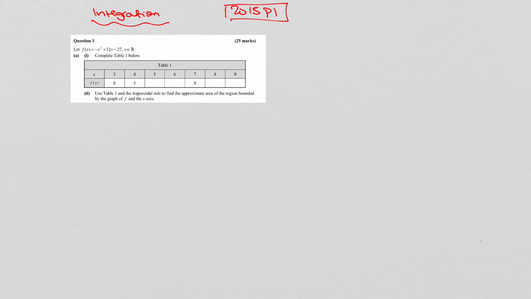2015 Paper 1, Question 3, Integration. In this question, we're given the function minus x squared plus 12x minus 27, which we know is a quadratic, and we're asked to complete the table below by subbing in our values of 5, 6, 8, and 9. So that means we're going to take our function, f of x, and wherever there's an x, we're going to replace it with 5, 6, 8, and 9.